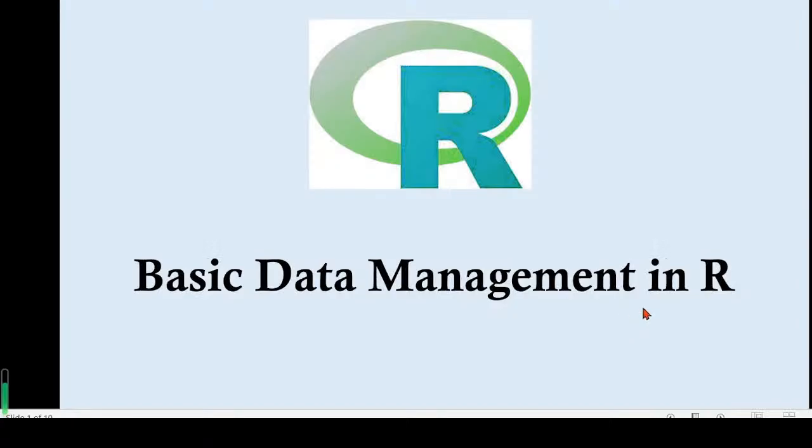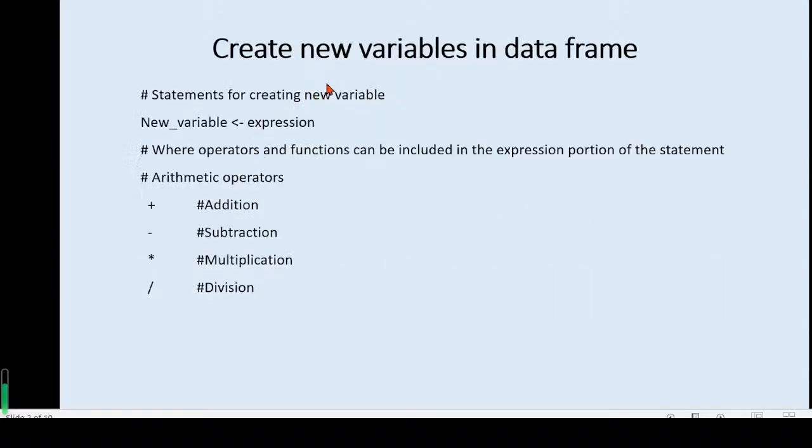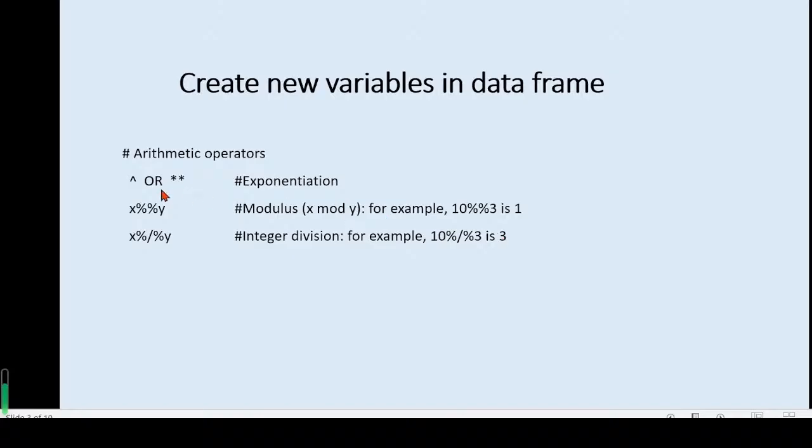Basic data management in R. And you can create new variables in a data frame. So the statement for creating new variables is a new variable and the expression to assign to this new variable. And operators and functions can be included in the expression portion of the statement, like arithmetic operators: addition, subtraction, multiplication, division. And you can also use exponentiation, use this caret or double asterisk.